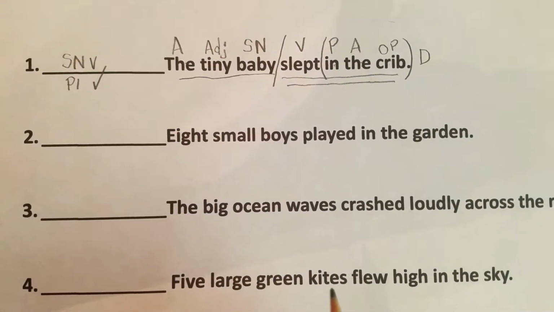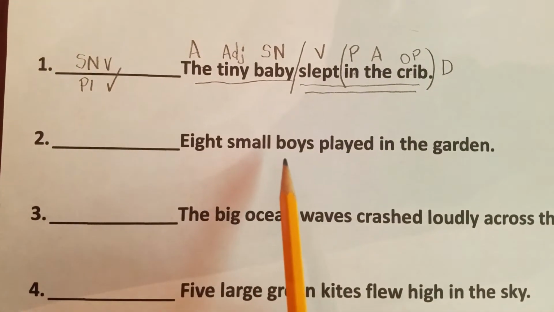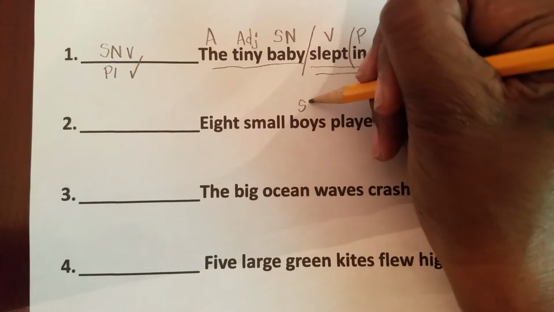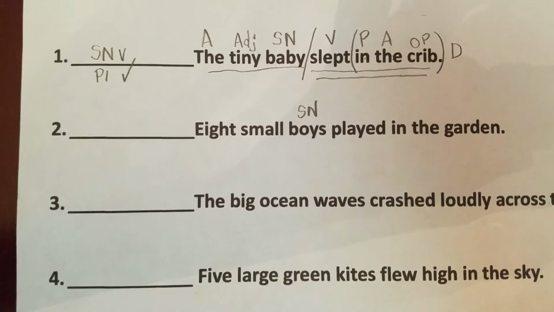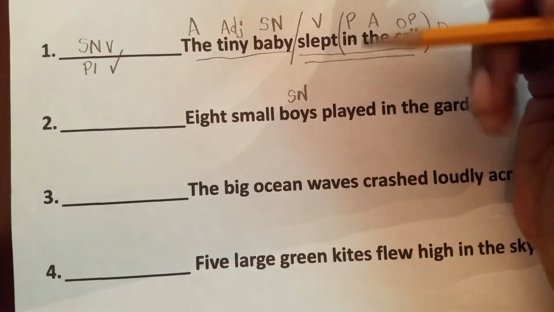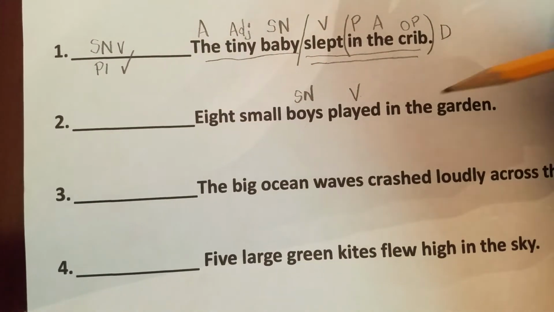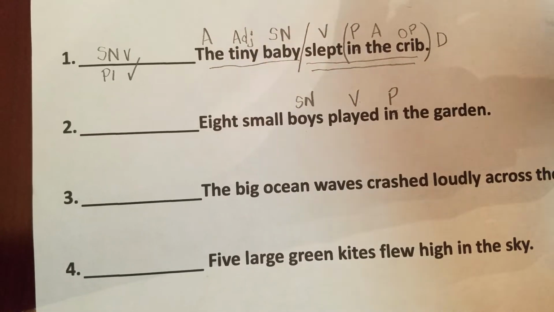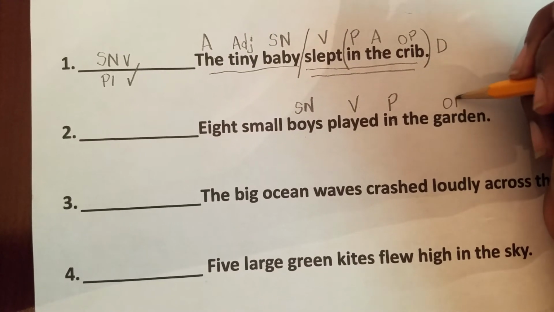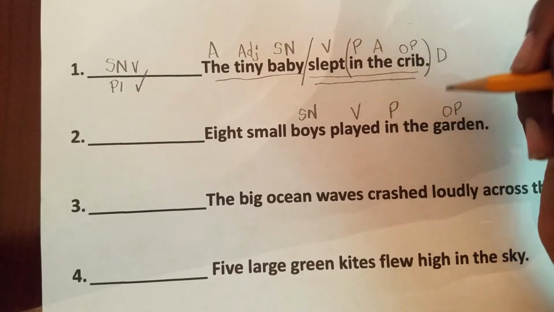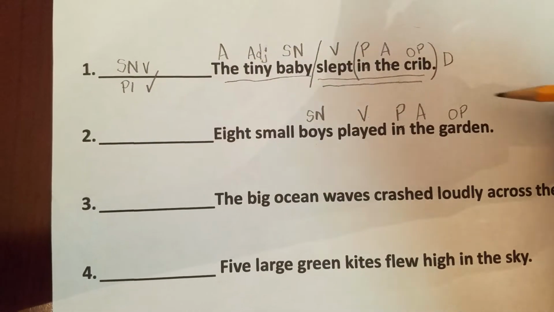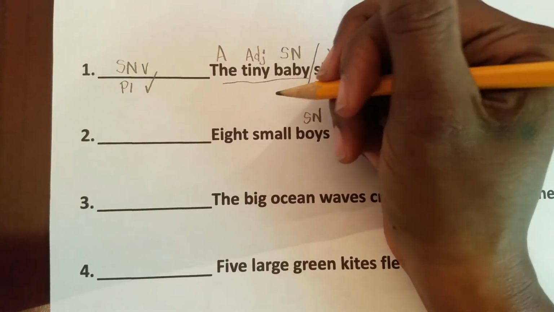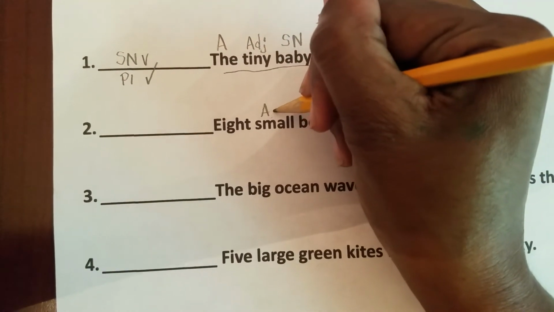8 small boys played in the garden. Who played in the garden? Boys. Subject, noun. What is being said about boys? Boys played. Verb. In, preposition. In what? Garden. Object of the preposition. Let's go back. The, article adjective. Go to the left. What kind of boys? Small. Adjective.